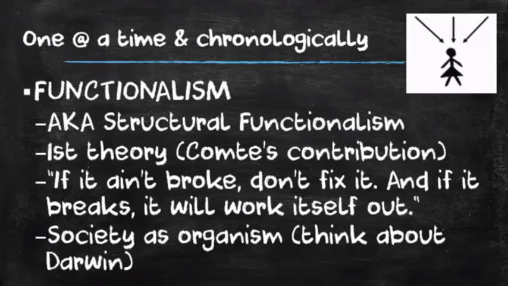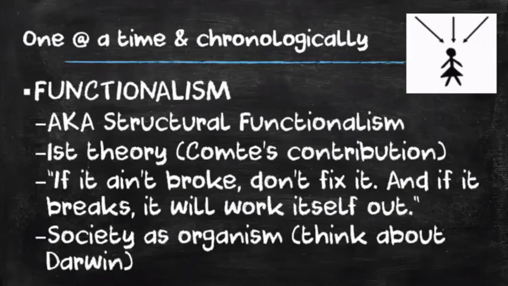And this was the first sociological theory and goes all the way back to Auguste Comte, Émile Durkheim, those original French sociologists. And I like to think about this theory as the following. If it ain't broke, don't fix it. And if it breaks, don't do anything. It'll work itself out. Now I want you to think about the time period here because we're talking about the 1800s, and I want you to think about what was going on in the West at that time.